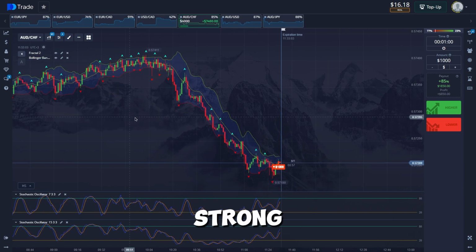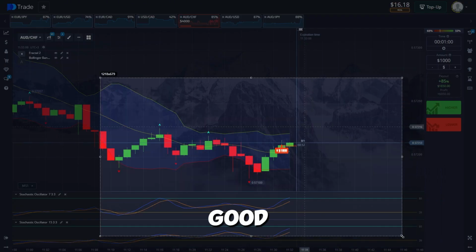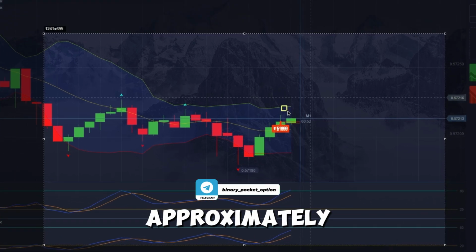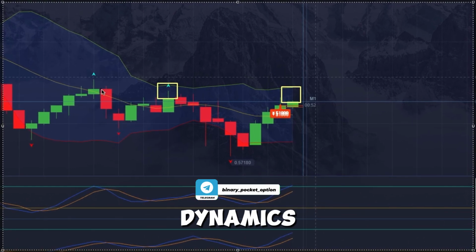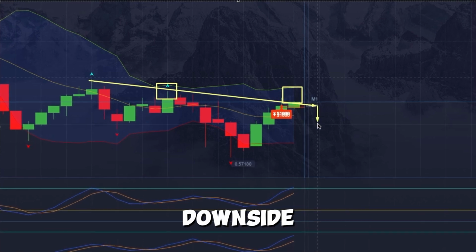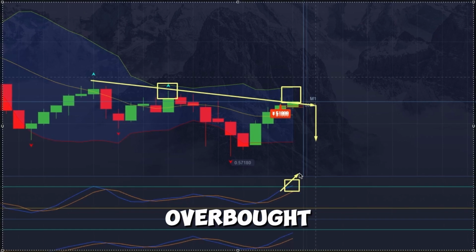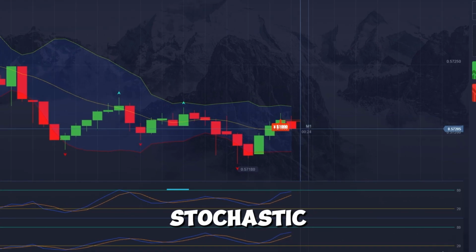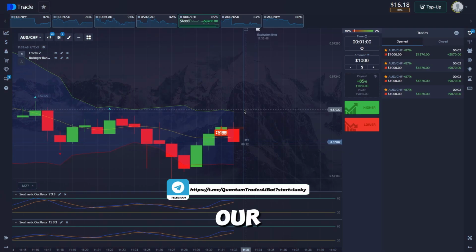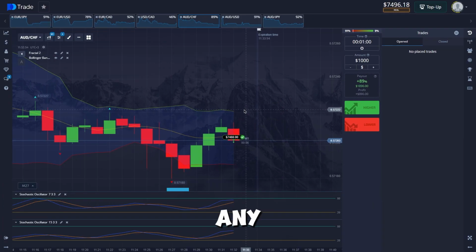We have a very strong trend now, and in general, we need to highlight good touch points here, and we see that past price pullbacks reach approximately these areas if you look at the dynamics, and in general, after the breakout, you can also open a downside deal here. We also see an exit that we will have from the overbought area of the upper stochastic, so let's observe the dynamics of the movement. In our case, both the next and final transactions are closed again as a plus, without any problems.